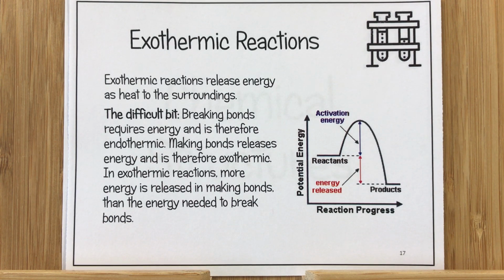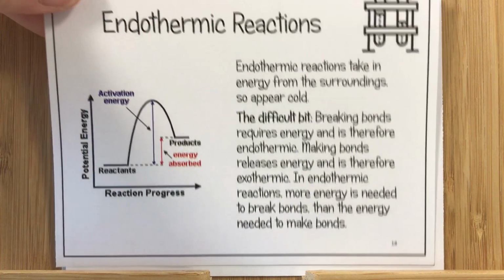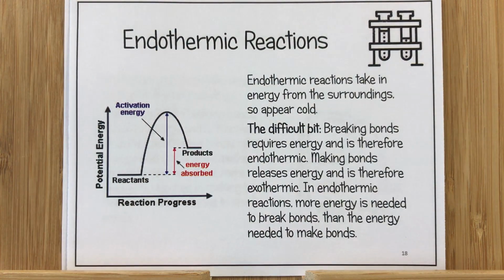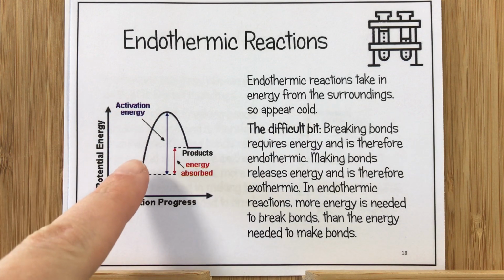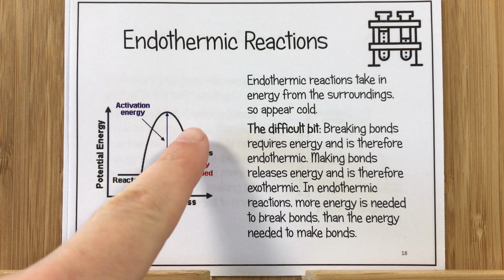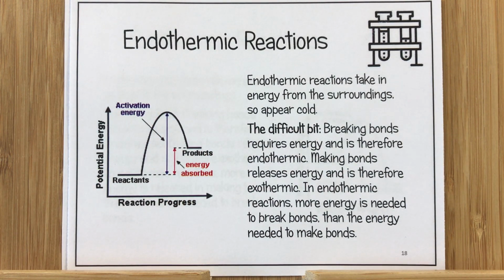Let's have a look at an endothermic reaction. Same situation, okay? The first part of the graph is about breaking bonds. The second part of the graph is about making bonds. You've got to break bonds before you can make bonds. Now, an endothermic reaction we would describe as a reaction that takes in energy from the surroundings.